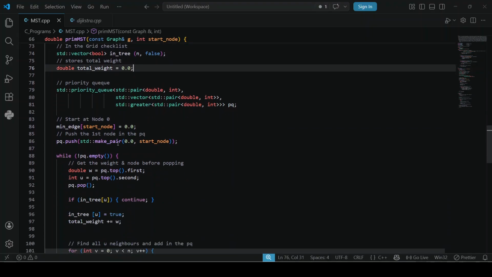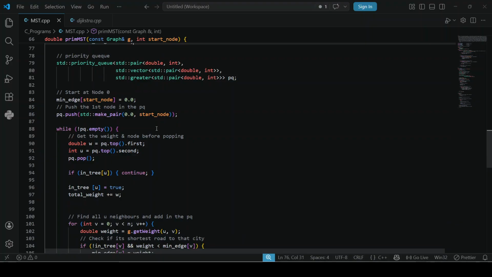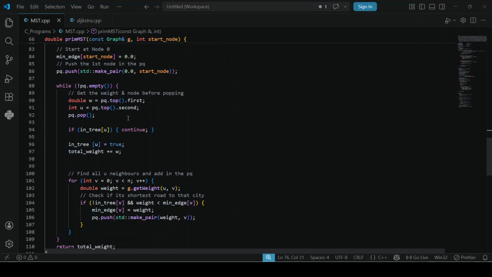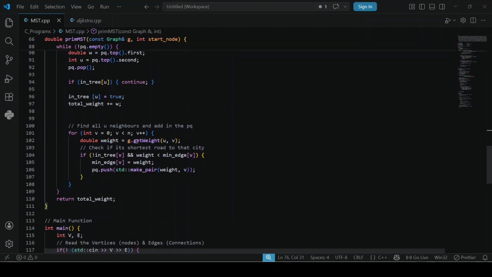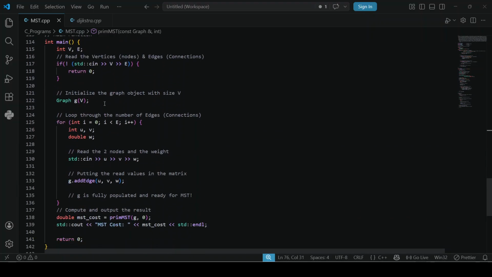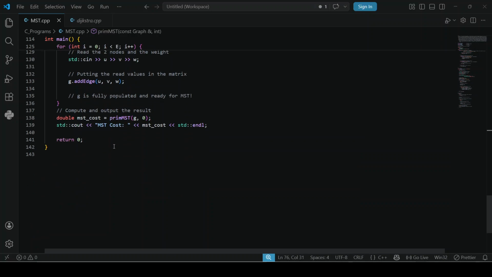So yeah, these are the minimum edges, all those minimums. We are putting the minimum edge, meaning the starting node, to zero, as we can see from A to A it is zero only. So this is the loop that will find its neighbors and get the weight from the starting node to the neighbors, and we'll get the minimum. Okay. So yeah, this is the main function which just gives the output.